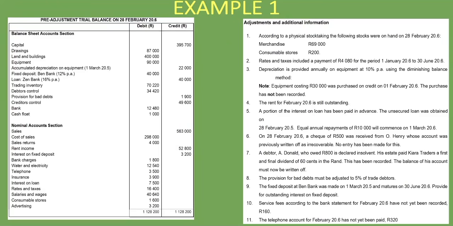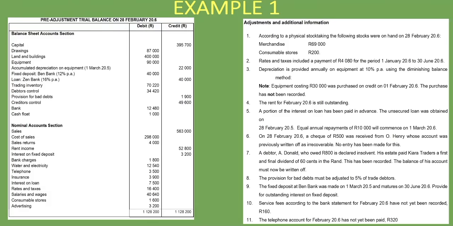All right, let's go back and do number 2. We've just completed number 1. Rates and taxes included a payment of 4,080 Rand for the period 1 January 2016 to 30 June 2016. Now, here is an expense, rates and taxes, and as you can see here, we have 16,400 Rand as the rates and taxes, but we are told here that it includes 4,080 Rand for the period of 1 January 2016 to 30 June 2016.